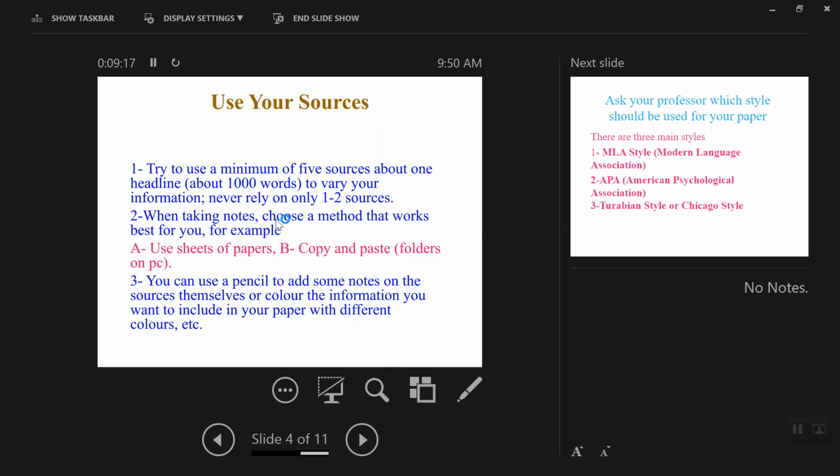Very important. Number 2, when taking notes, choose a method that works best for you. As I told you, when you take notes, for example, use sheets of paper, you can write with a pen. For example, phonetics, you have this headline, phonetics. So, what is the definition of phonetics? When you read sources, for example, you read 10 or 20 sources, you find in 10 sources a definition of phonetics. You have to take the note.